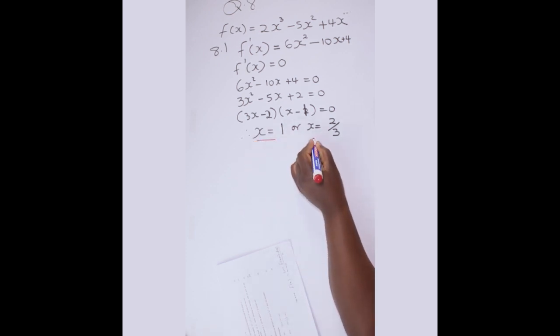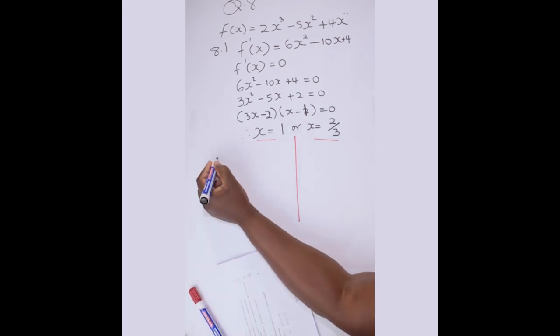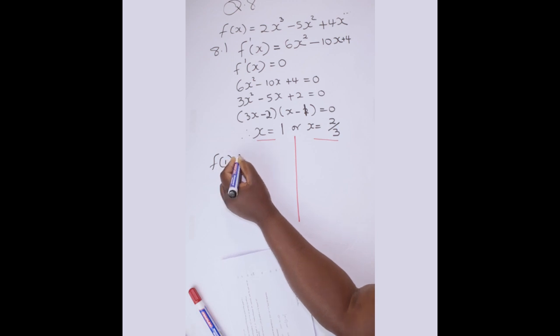Folks, remember the x coordinates do not give you the full turning points. So you need to use them together with the original equation to find the y value. So we are going to start with x equals 1, and then we will do x equals 2 over 3.